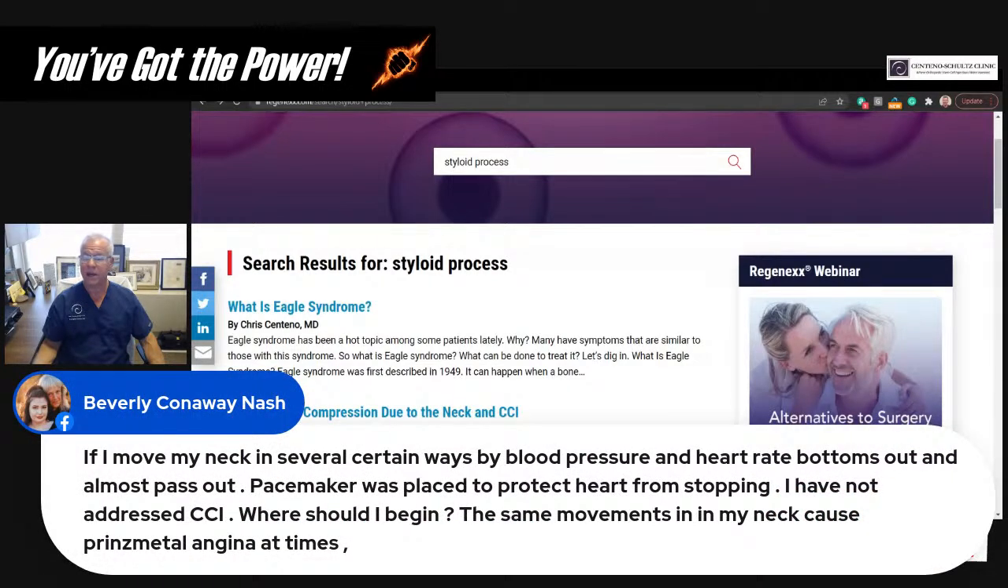Beverly, if I move my neck in several certain ways, my blood pressure and heart rate bottoms out and I almost pass out. A pacemaker was placed to protect my heart from stopping. I have not addressed CCI. Yeah, so Beverly, that is suspicious for something like CCI. The best way to do that would be getting imaging and obviously seeing a doctor that specializes in CCI. So starting with a telemedicine consult would be a good place to start.